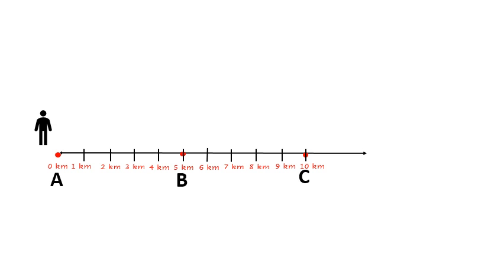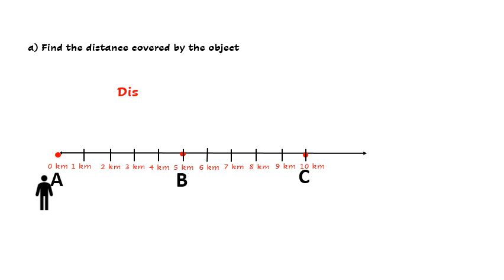Let us solve a problem to understand the concept better. An object moves from point A to point C through point B, and then it returns back to point A again through point B. So, can you find out the distance covered by the object? So, the total distance covered is AC plus CA, that is equal to 10 kilometers plus 10 kilometers is equal to 20 kilometers.